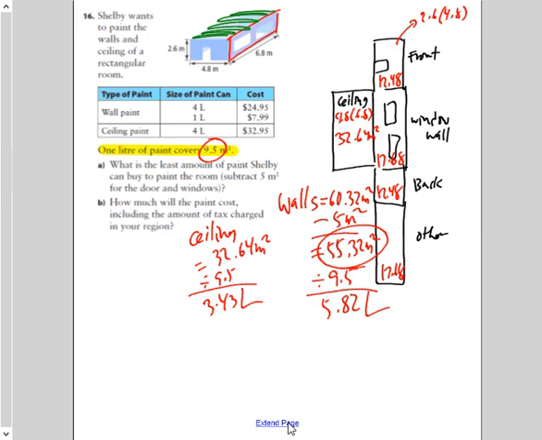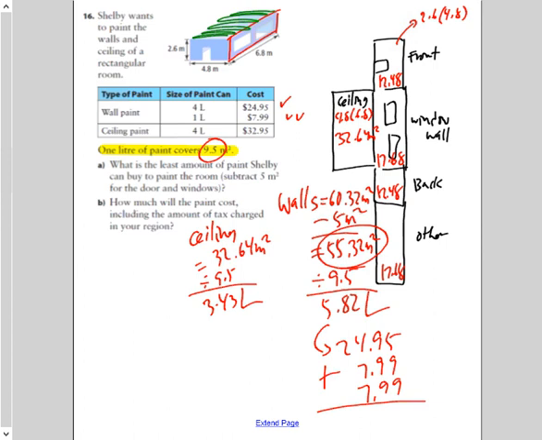It says, how much will the paint cost? Since I have to buy 5.82 liters, it will be cheaper for me to buy 1 can of 4 liters and 2 cans of 1 liter. So I'm going to have $24.95 plus $7.99 plus $7.99. I only need to buy 6 liters. I can't buy 0.82 liters, so I'm going to buy 6 liters of that paint.